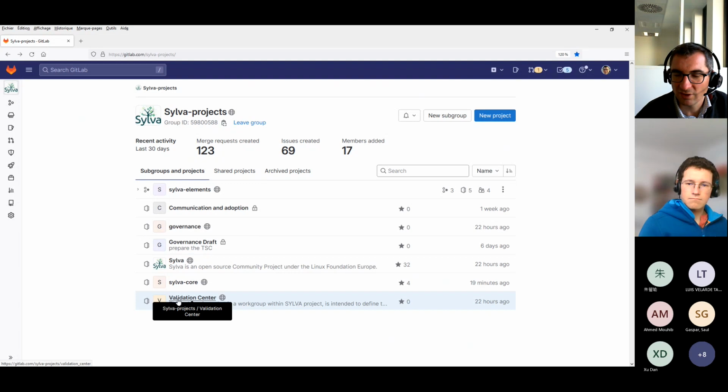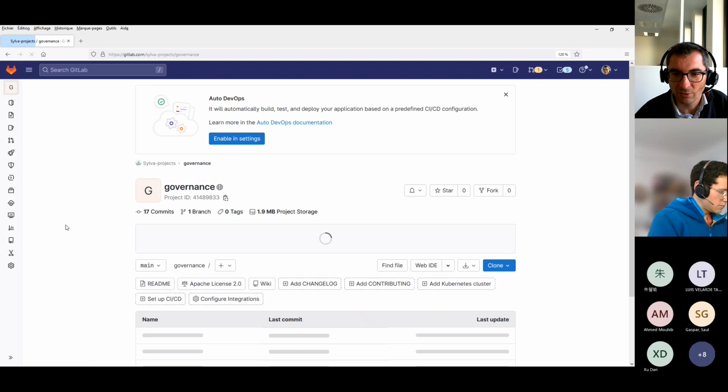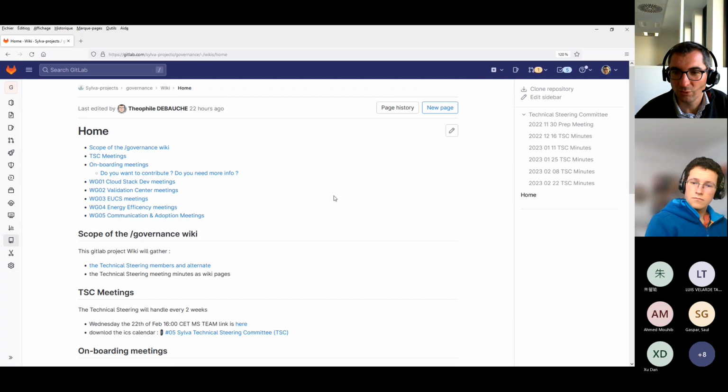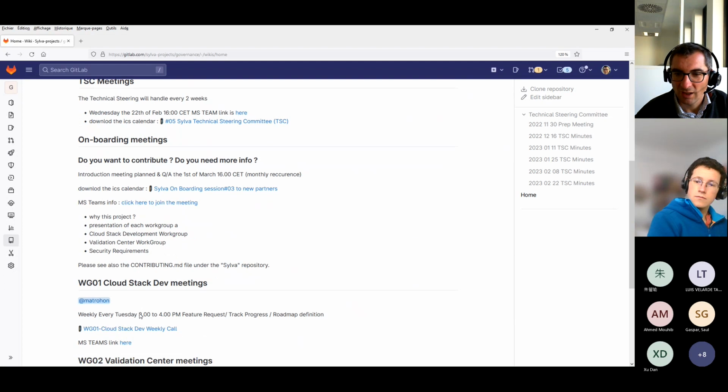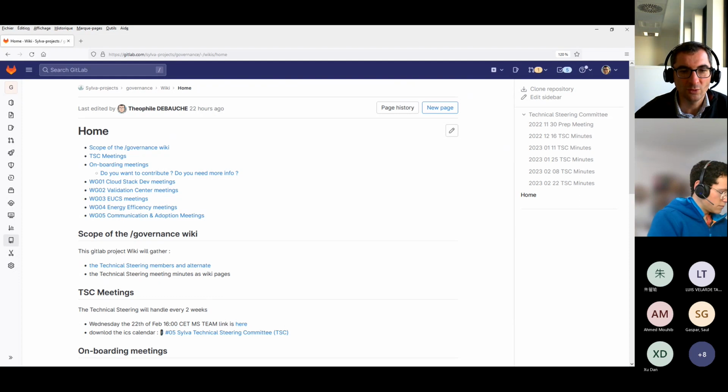You've got also the validation center here, and in the governance, you'll have all the minutes of the different technical steering committee in the wiki pages. So here in the wiki, you have on the home page all the different meetings. And so my last word is don't hesitate to come back to Giuseppe, to me, or directly to the work group leader to mention if your entity is interested to collaborate or to have more information on specific topics.